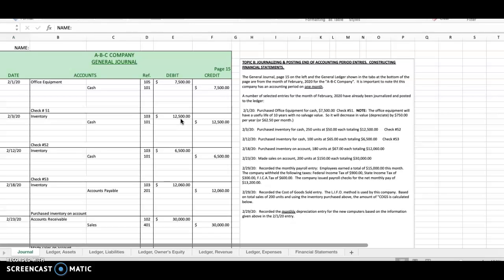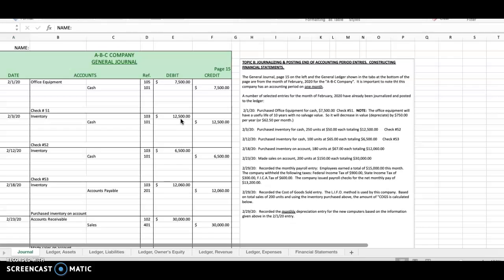So let's take a look at the screen. This is the ABC company. And there are a number of transactions already journalized and posted. We'll walk through these fairly quickly here. We want to be able to get to the new stuff, but I want to review just a bit here so we're on the same page. First of all, we're looking at the month of February of 2020 for the ABC company, and it's important to understand that this company has an accounting period of 1 month. So that will be important.